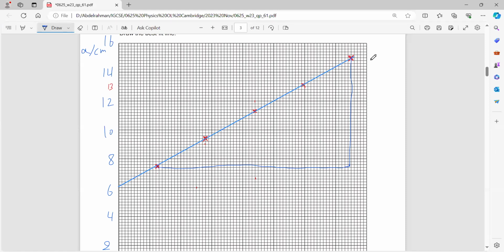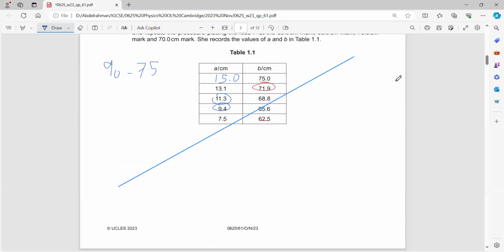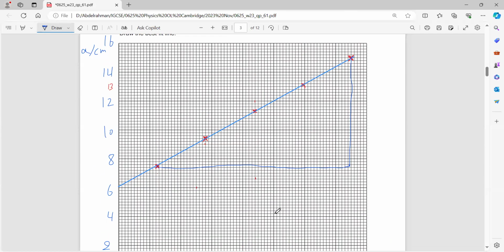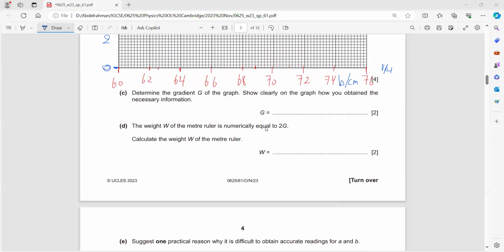Let's calculate. Rise over run. The maximum rise was how much? Okay, 15.0 minus 7.5 over 75 minus 62.5. Okay, this is the line. Please make sure you drew this line. Okay, let's remove it now and calculate. 15 minus 7.5 over 75 minus 62.5.